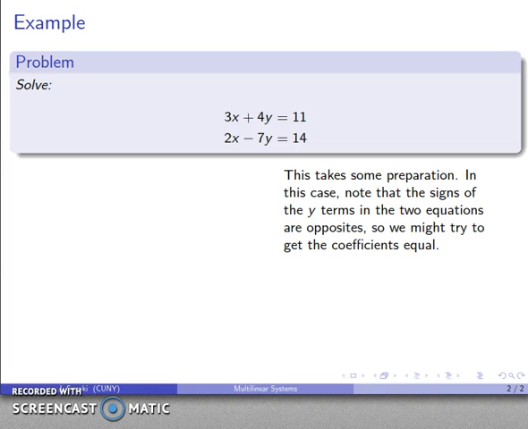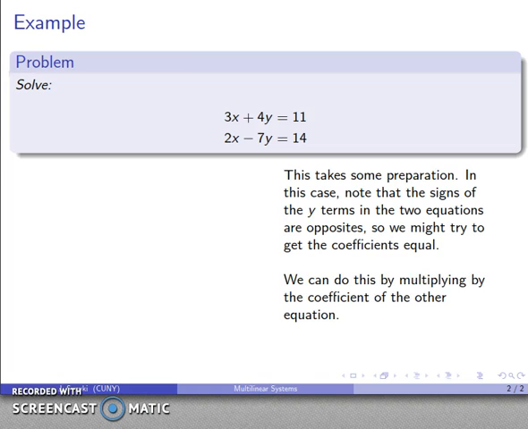And in this case, the first thing I might notice is that the y terms in my two equations have opposite signs. So if I can get the coefficients equal, the fact that they have opposite signs means that they will cancel each other out. So I can do this very easily by multiplying by the coefficient of the other equation. So here I have 3x plus 4y equals 11, and in this first equation, my y coefficient in the other equation is going to be 7. So if I multiply both sides by 7, then what I'm going to end up with as my coefficient of y is going to be 7 times 4, which is 28.